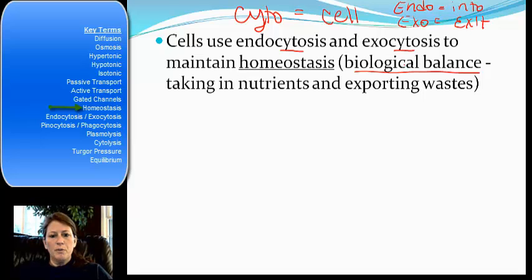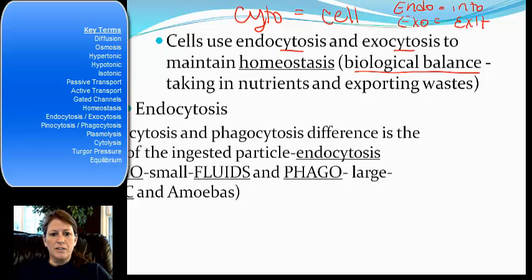So if we relate what the cells are doing to our bodies, when we're eating, we're bringing in nutrients. So that's endocytosis. So that's comparing it to the cellular level. And when you go to the restroom, that's exporting waste. And so when you're eating 3 meals a day and you're going to the restroom, you feel healthy, you're good, biological balance, that's homeostasis. So at the cellular level, the same thing occurs.